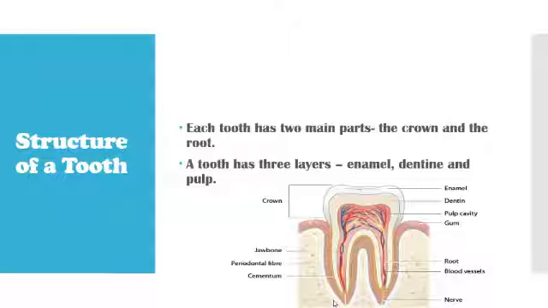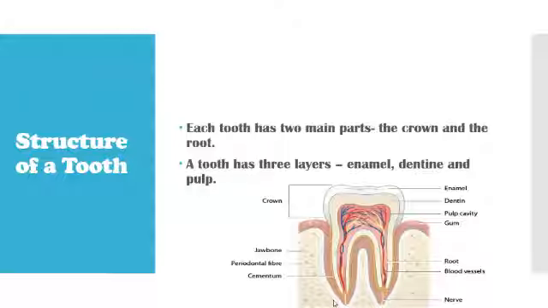Now, a tooth has 3 layers. The outer white layer is called the enamel. The enamel is the hardest part of the body. Children, listen carefully. Enamel is the hardest part of the body. The middle layer of the tooth, which is slightly yellow, is called the dentin. This is softer than the enamel.